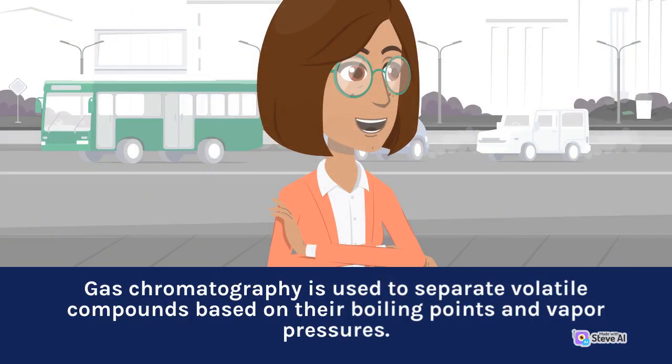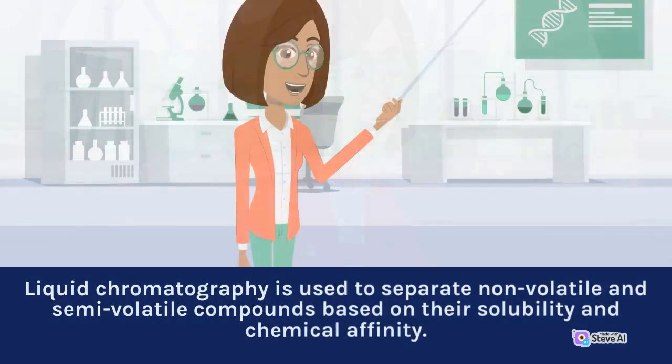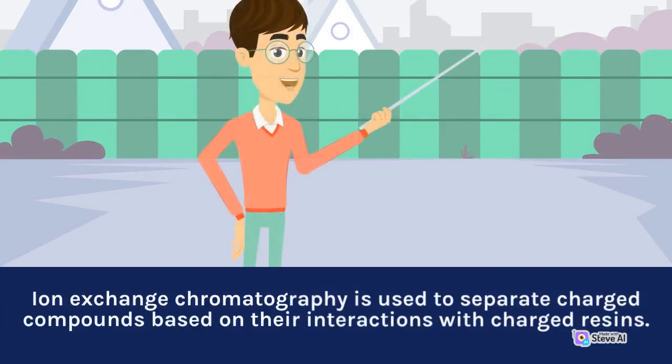Gas chromatography is used to separate volatile compounds based on their boiling points and vapor pressures. Liquid chromatography is used to separate non-volatile and semi-volatile compounds based on their solubility and chemical affinity. Ion exchange chromatography is used to separate charged compounds based on their interactions with charged resins.